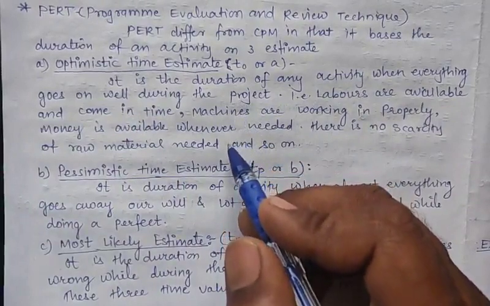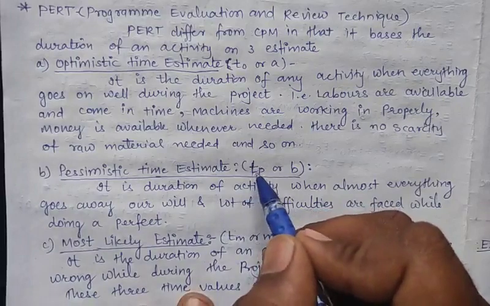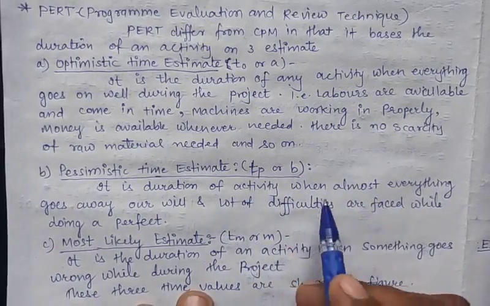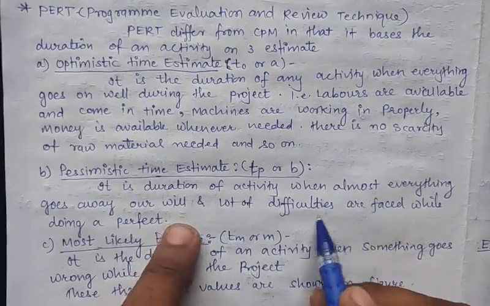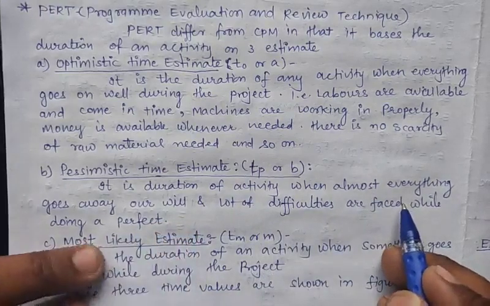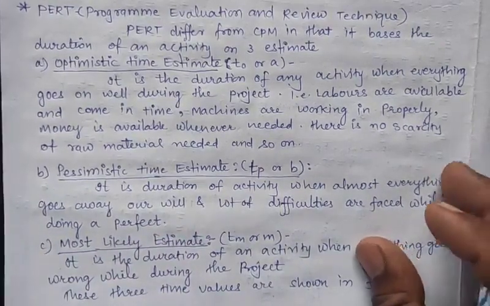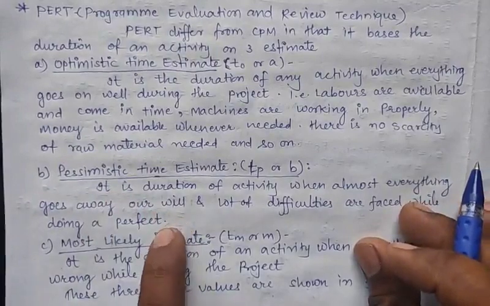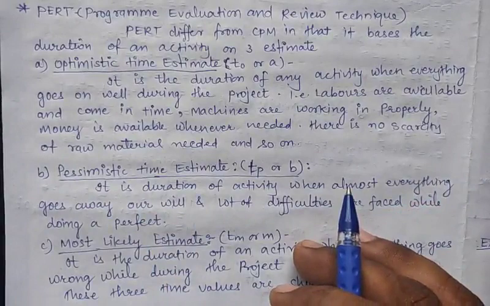Now the second type is the pessimistic time estimate. Its notation is TP or b. It is the duration of an activity when almost everything goes against our will and a lot of difficulties are faced while doing the work. So that's called the pessimistic time estimate. It means there is some problem during work, so it is called the pessimistic time estimate.